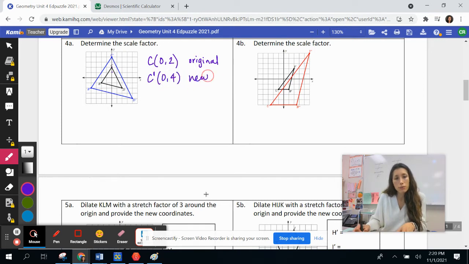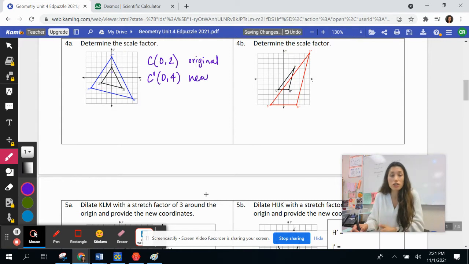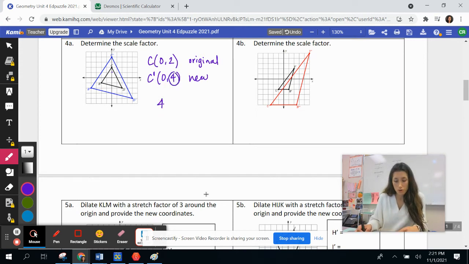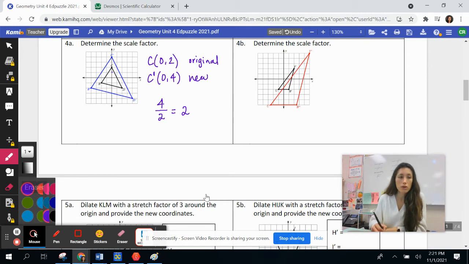That is the new. Okay, so now remember, scale factor is new over original. So we can't put the zeros over each other because that's not changing, but we could put the 4 over the 2 here to make it 4 over 2. And that's going to be 2. So what that means is that the new figure is twice as big as the original.